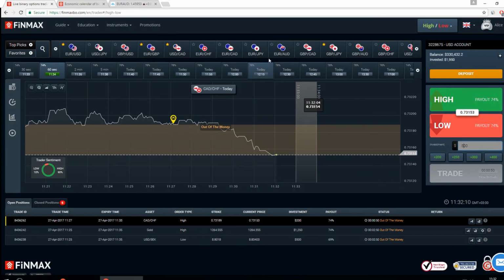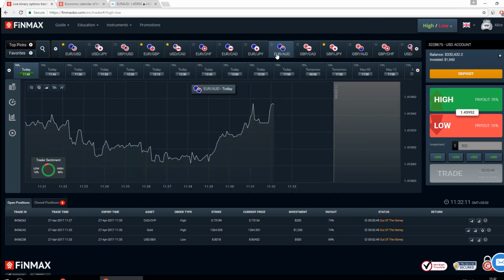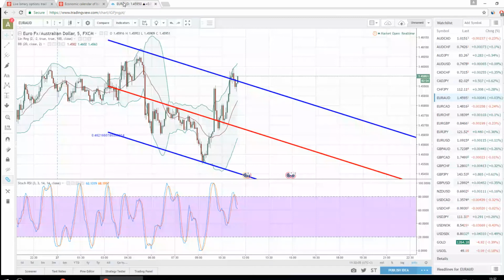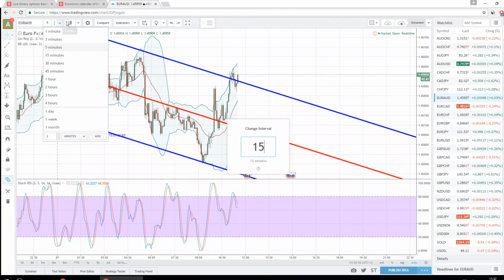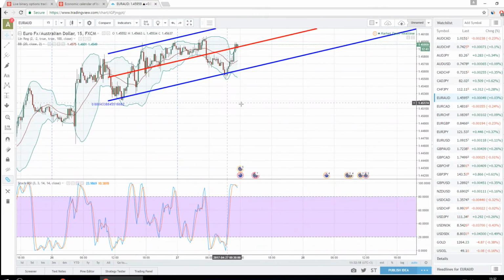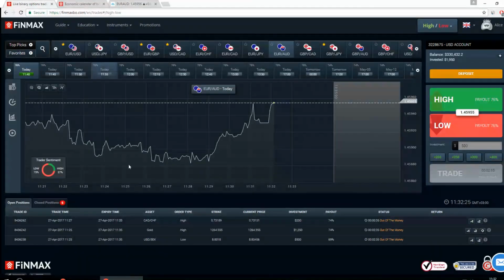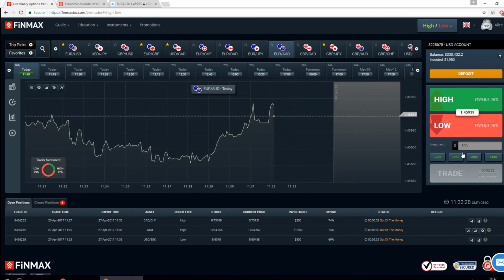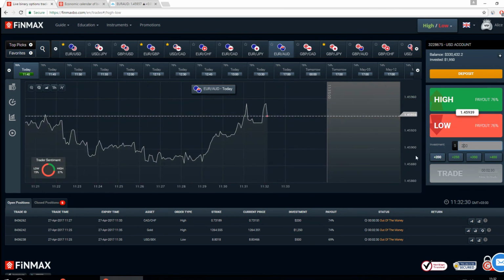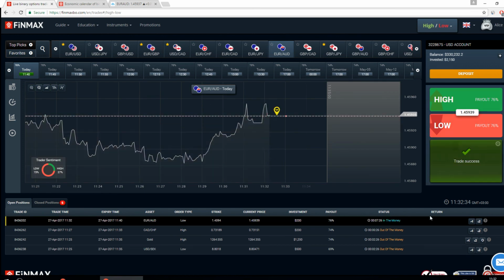Let's see what we've got on Euro to Australian. Yes, I believe that's an option to enter for low, but as we have not that many time frames currently, well, I believe yes, there is a probability it will go down within the time limit that we've got. So I will enter Euro to Australian for low.